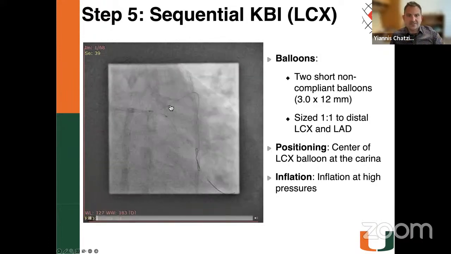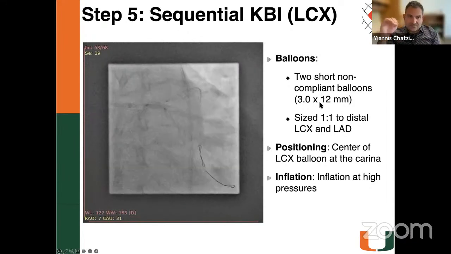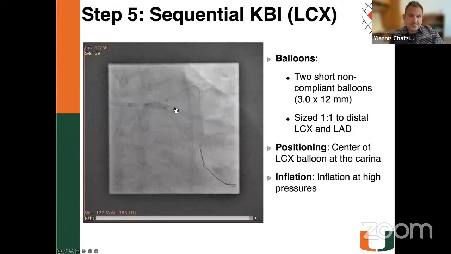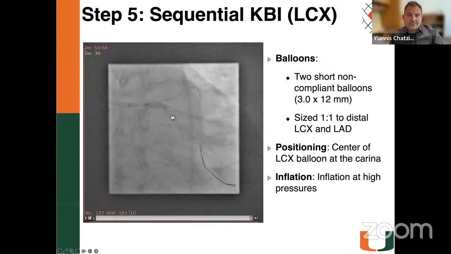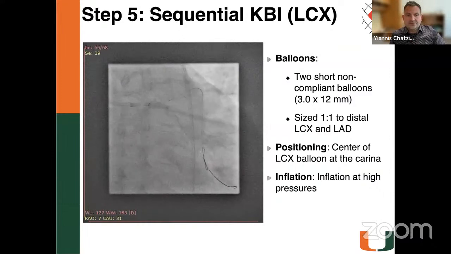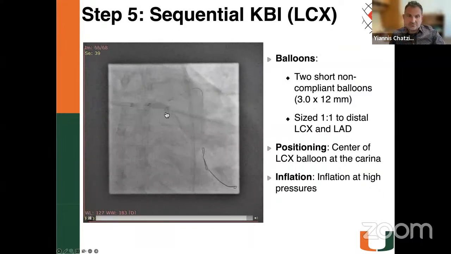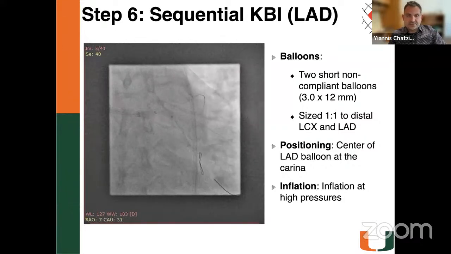So what is sequential? We get two short non-compliant balloons, 3.0 by 12, both sides, to the distal main vessel, distal LAD, and distal side branch, distal circumflex. And then we position both with their centers at the carina of the left main. And then we inflate first at high pressures the one balloon, and then the other balloon. And usually we prefer to inflate first the balloon with the stent.